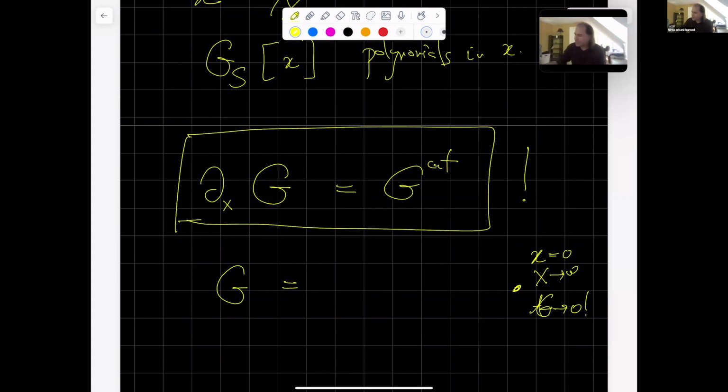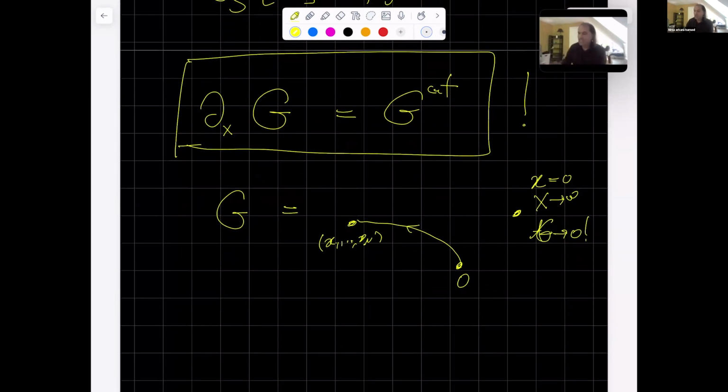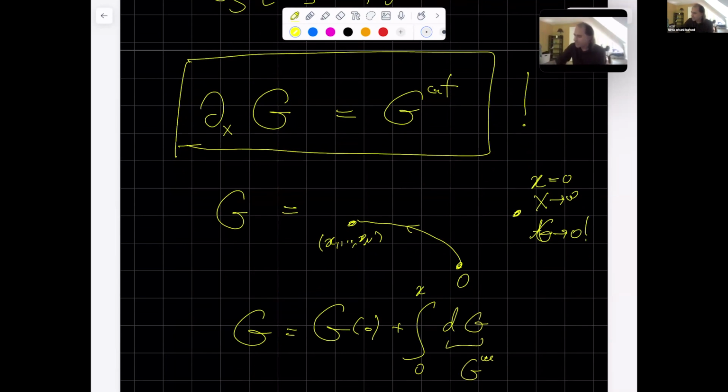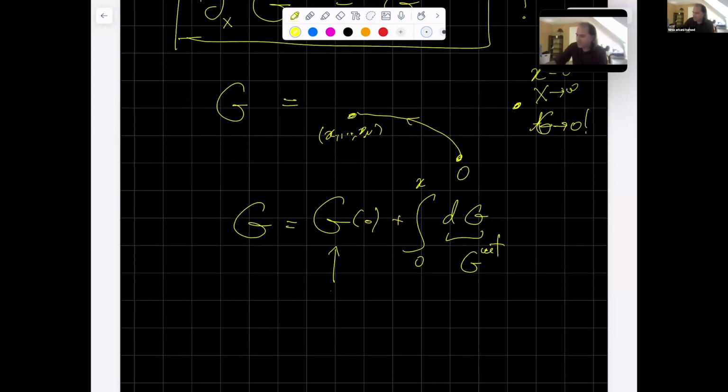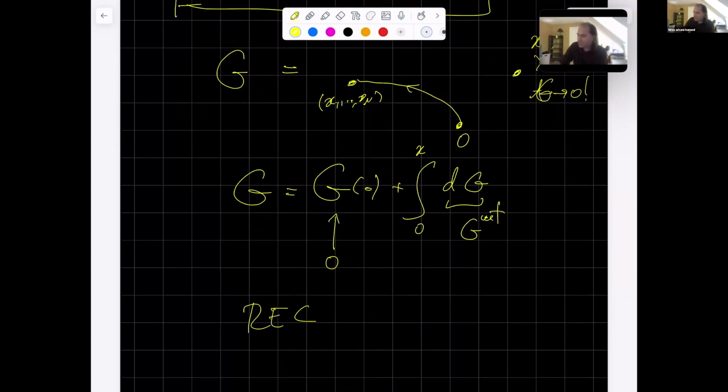Okay. So that means that there's a point here where everything is 0 that we know. We're trying to get to a point for a bunch of x's, x1 through xn here. So all I've got to do is take any path from 0 to there. For example, I can rescale all of them by a common t and just integrate this differential equation. The g is g of 0 plus the integral from 0 to wherever I'm going, dg, and dg is given by g cut. And g of 0 is 0. So in this way, I can recursively determine the all-loop, all-surface good function.